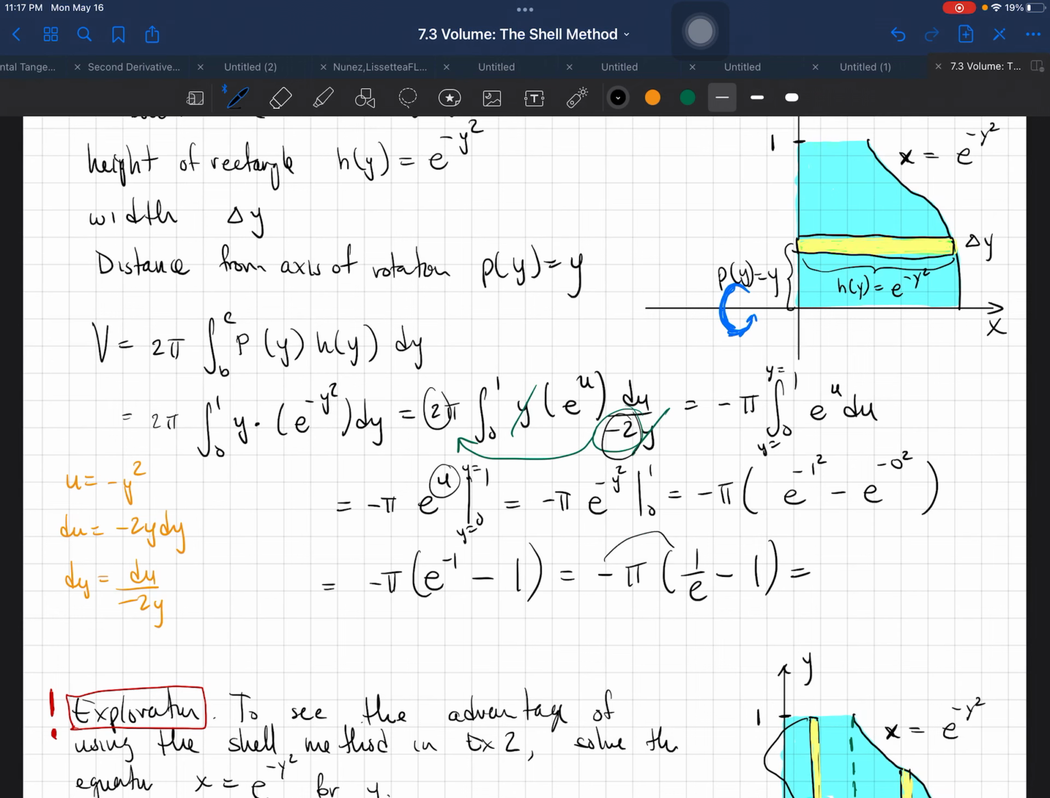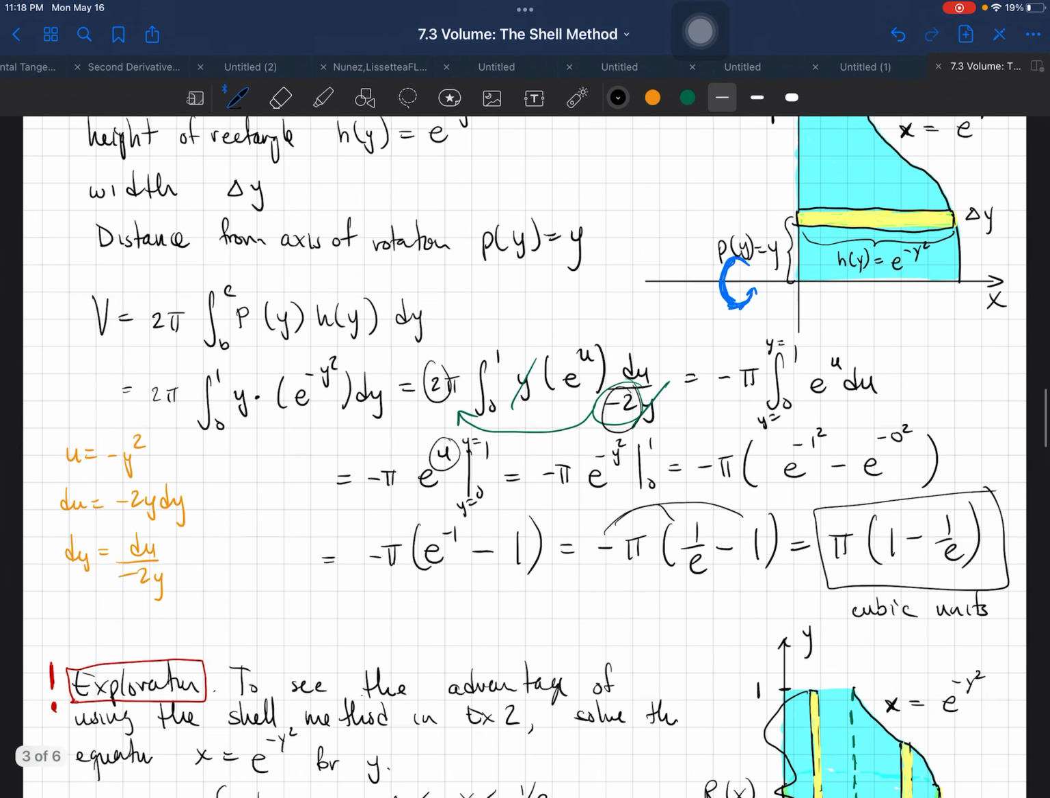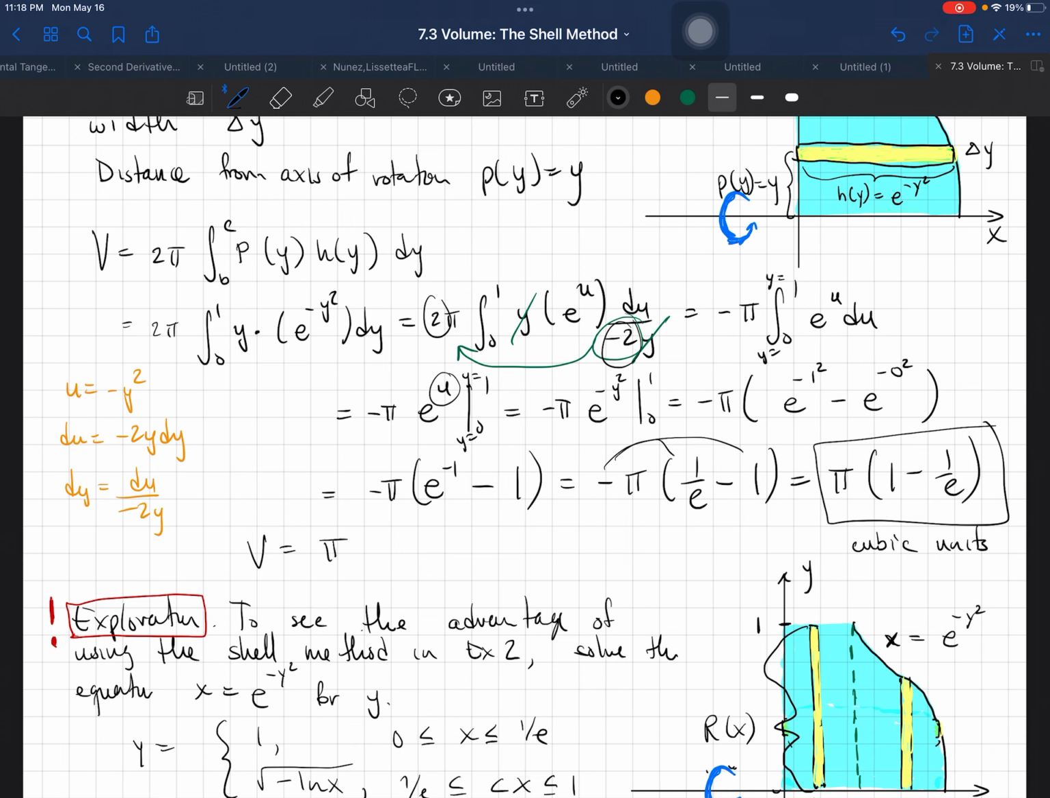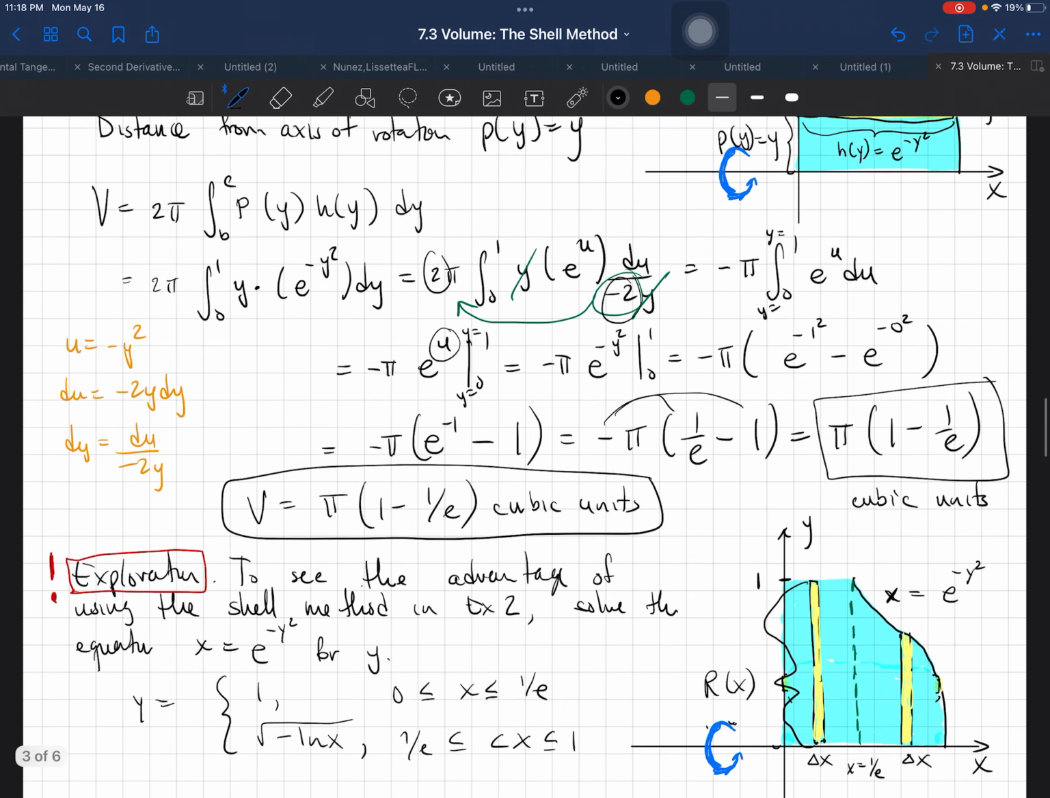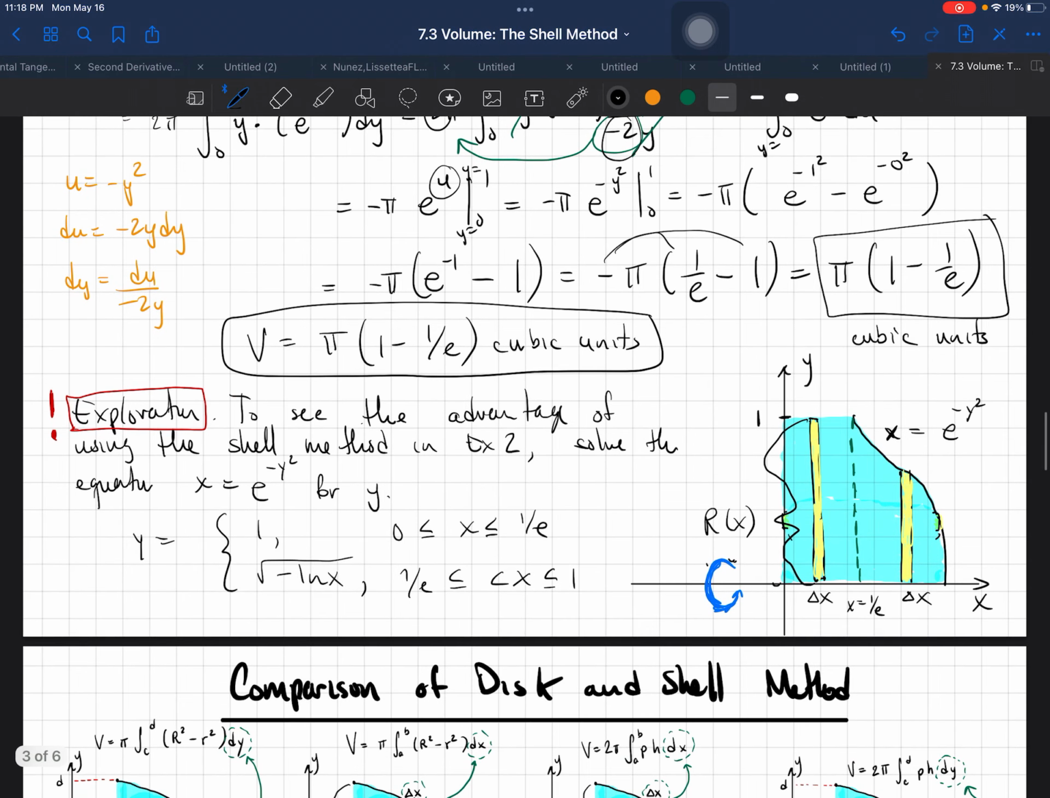And that's our answer. Or we can just distribute the negatives, and we can also write it as 1 minus 1 over e. Either one is just fine. And so this is the volume in cubic units, right? Because it is a volume. So volume is equal to pi times (1 minus 1 over e) cubic units. And that's it, right? If you guys notice, once you have the picture, it sort of fits together. It's just easier for us to follow.